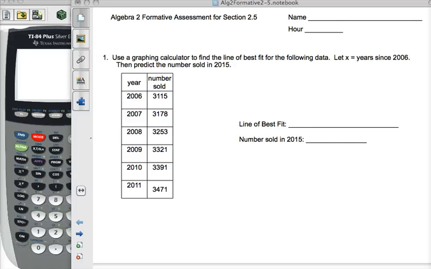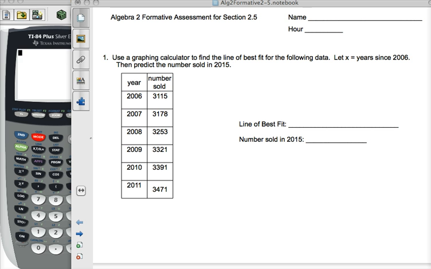Okay, I'm going to go through section 2.5 today. I'm just going to go over one example rather than do the whole note packet on this one. So basically you can see what we're going to be testing on and get an idea how to plug in numbers in your calculator that represent a couple of different lists, and then get a line of best fit.